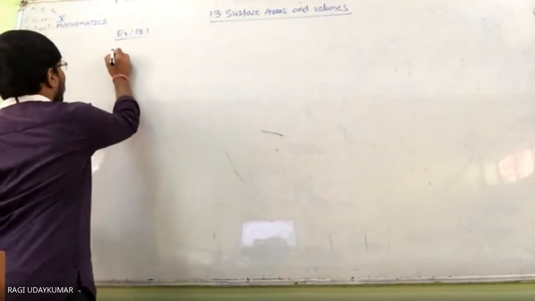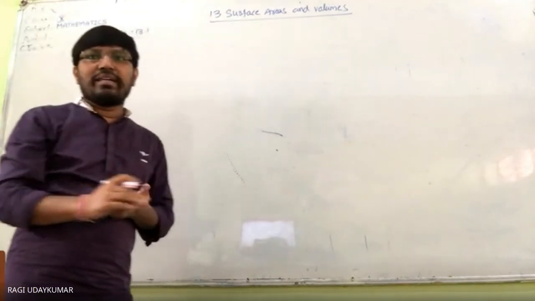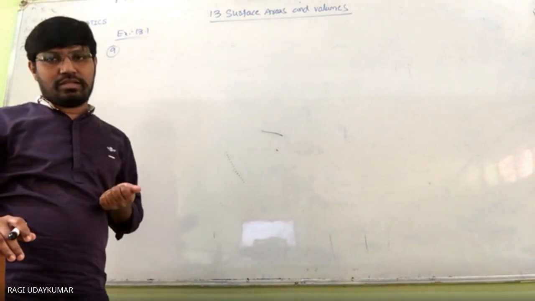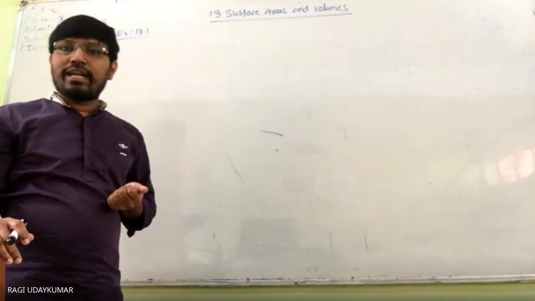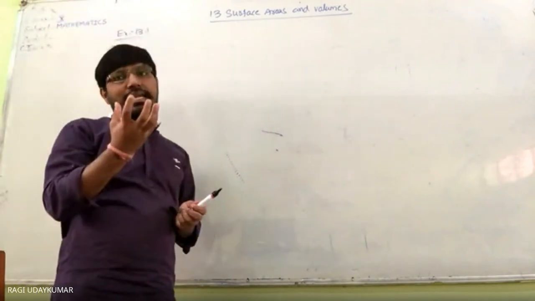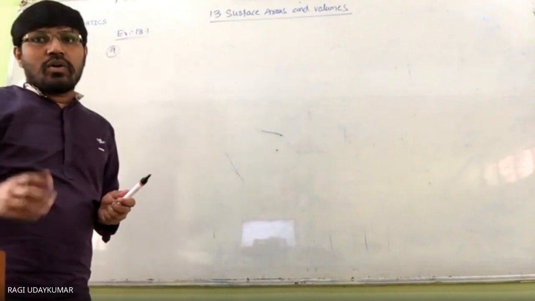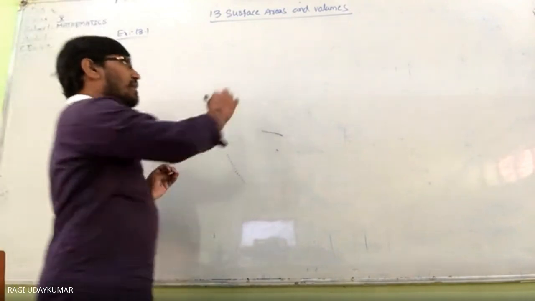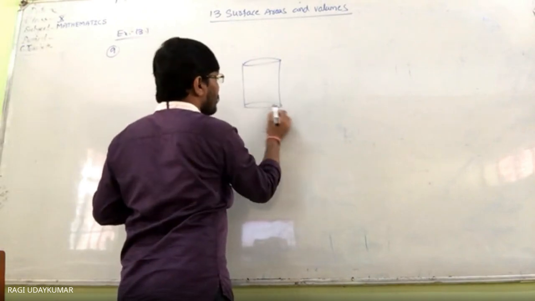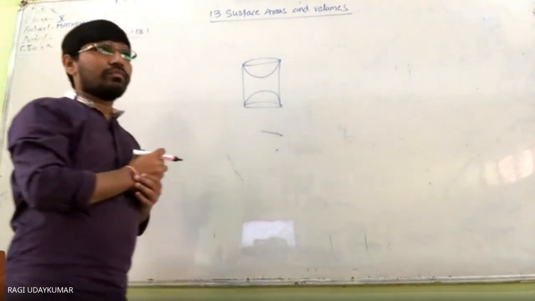Ninth one. This also you can do it. A wooden article is made by scooping out the hemispheres from the ends of the solid cylinder. Solid cylinder से scoop out कर लिया है. Scoop out मतलब both side से cut कर लिया है. Okay? Figure is already given to you like this. A cylinder is given to you. So like this, either side a part cut कर दिया. Hemispherical.